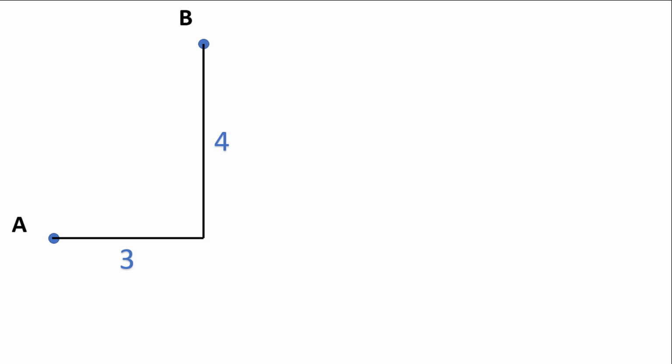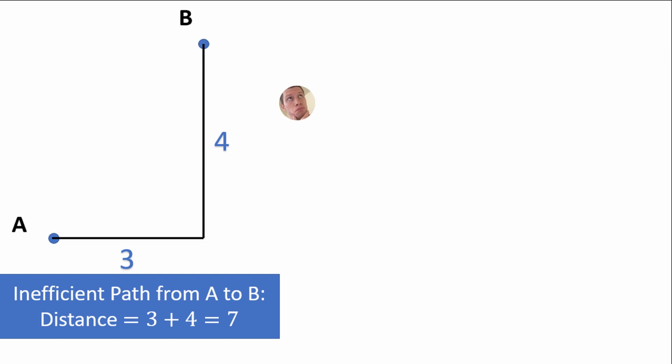One path to get from point A to point B would be to first travel the horizontal distance, 3 units, and then travel the vertical distance, 4 units, for a total of 7 units. But of course, that would be an inefficient path, assuming that a straight path between A and B exists. The shortest distance between any 2 points is a line, and assuming that we can travel from A to B in a straight line, that distance should be less than 7 units.